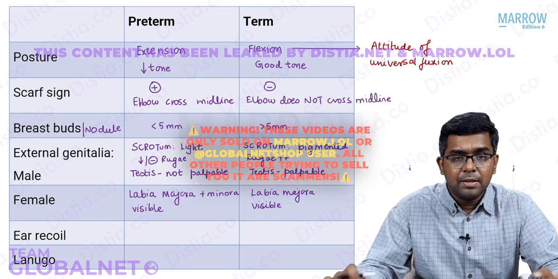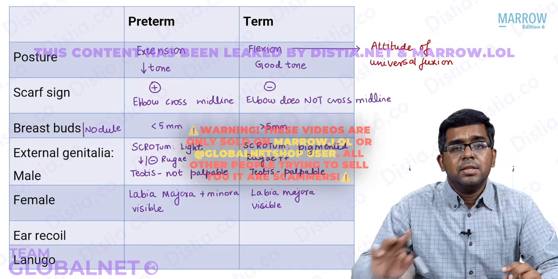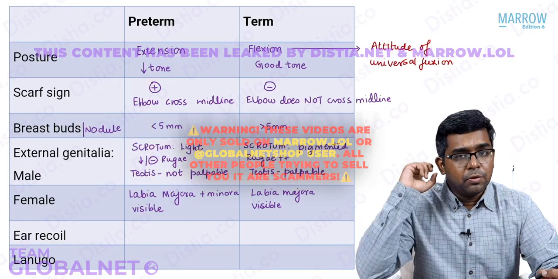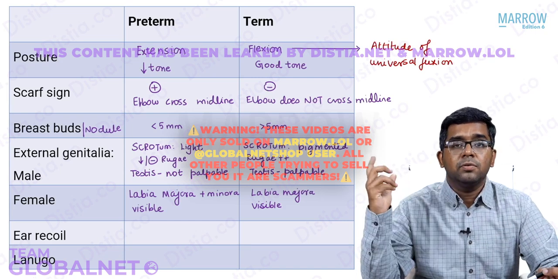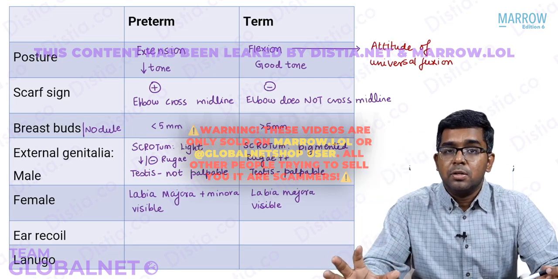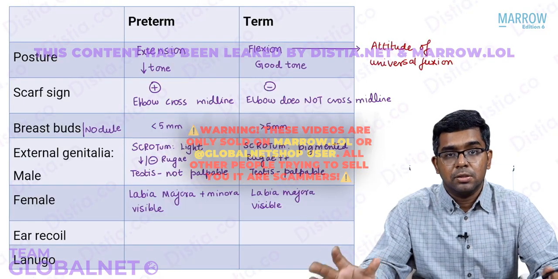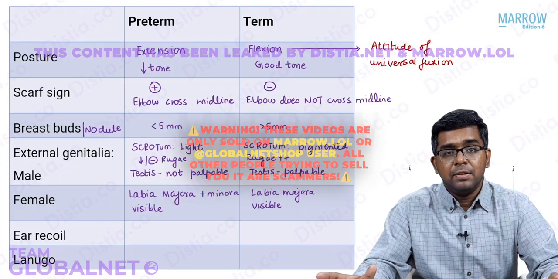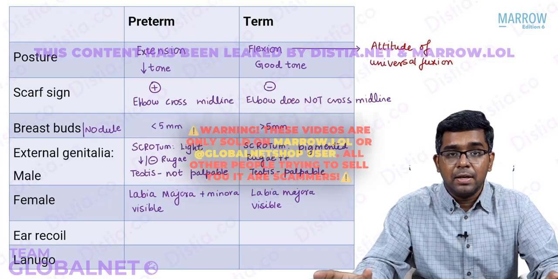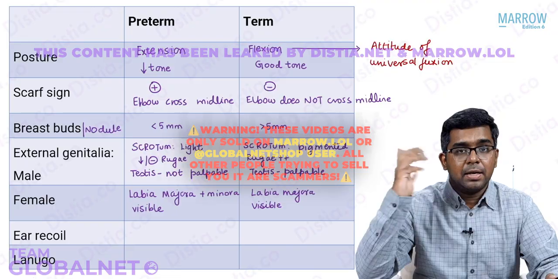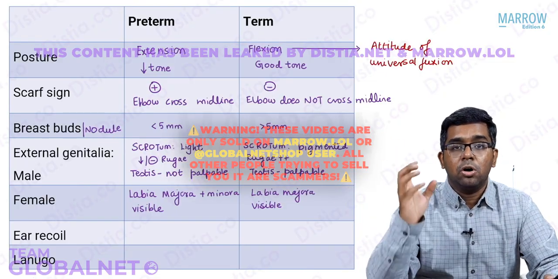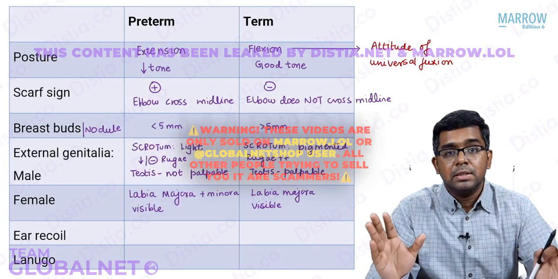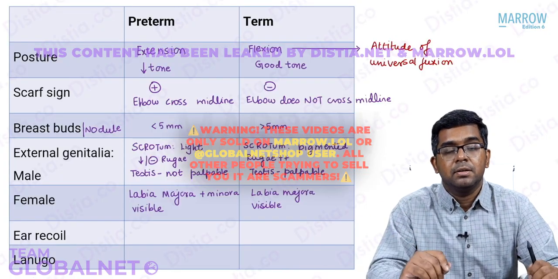Next one is regarding the ear recoil. Ear recoil is tested by gently folding the ears and looking for the response. Once you fold the ears and take your hands off, it recoils back quickly because of the elastic cartilage. Now what happens in a term baby? It is the same way, because the elastic cartilage is well developed. So once you fold the ears and take your hands off, it will go back quickly, or ear recoil will be fast in a term baby because the elastic cartilage is well developed.